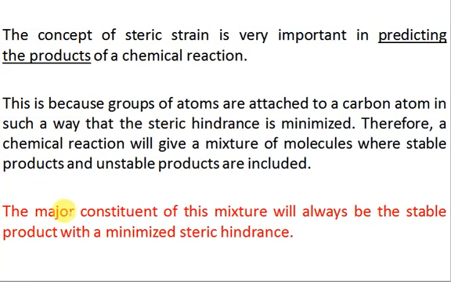So in this way, by means of steric strain, we can determine if a product of a reaction will be major or minor, right? A major product is always a stable product, while a minor product is always an unstable product. So in this way, steric strain is very helpful in predicting the product of the reaction.